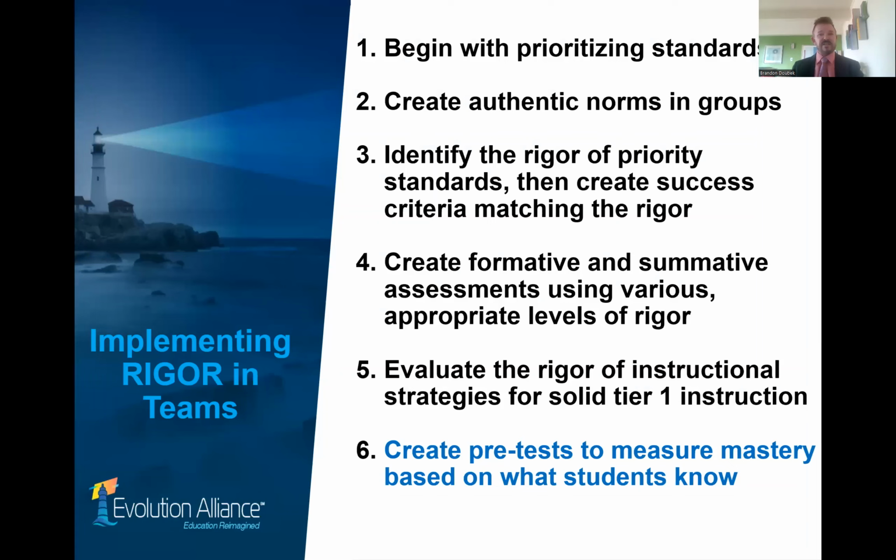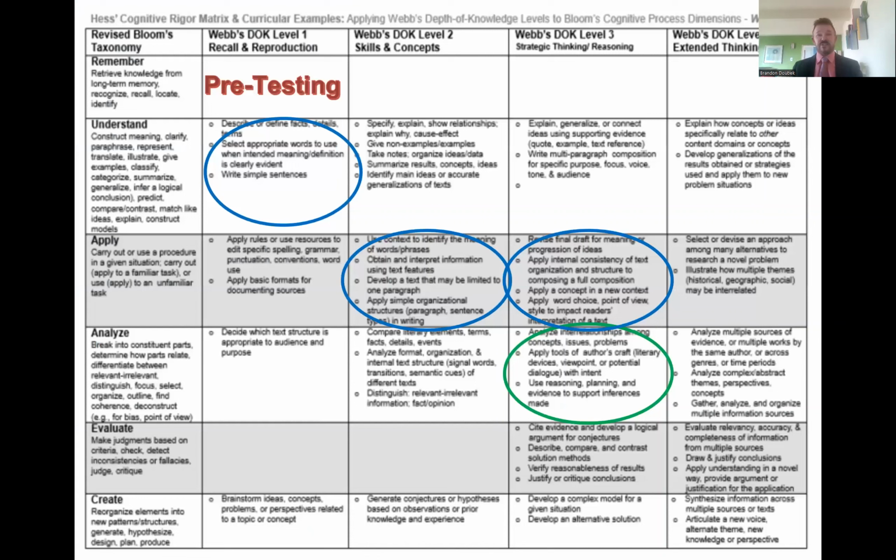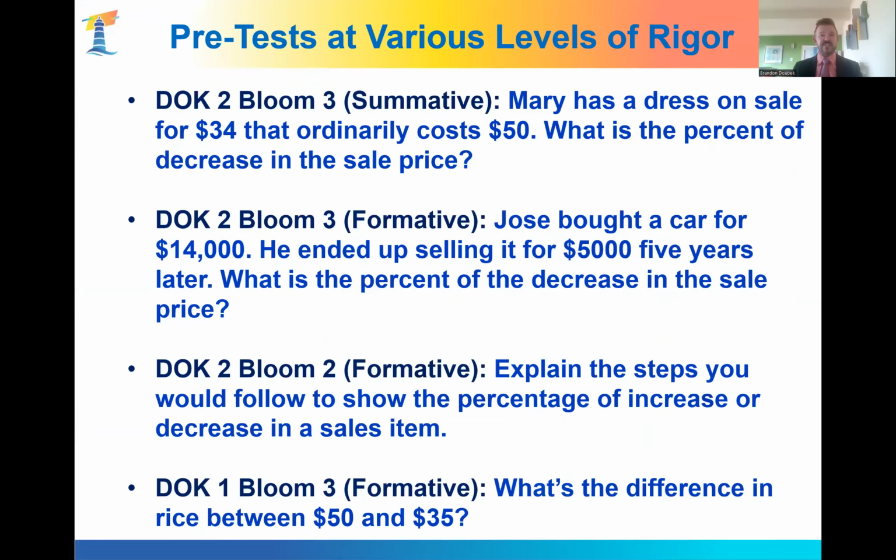The sixth thing that we're looking at is creating pre-tests to measure mastery based on what students know, not what they don't know. So when we're looking at that information, we're looking at, this may be the target level of the standard, but I may want to assess some of these other pieces as students are trying to get information and the teachers trying to get information about where students are in terms of their level of mastery of the standard.